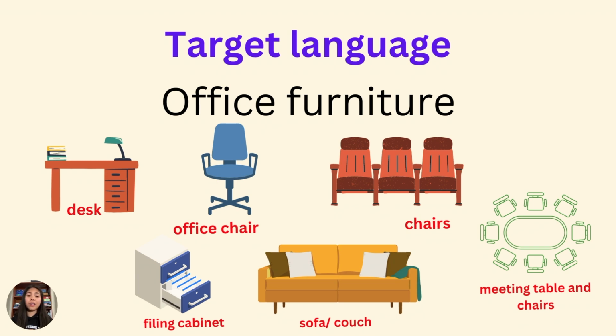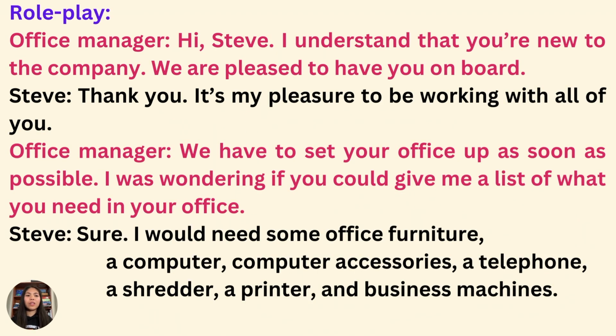Our next set of target language is on office furniture, something like a desk, an office chair, chairs, filing cabinet, sofa or couch, a meeting table, and chairs. Now let's have a role play applying those words that we learned. So there are two characters in our role play. These are the office manager and Steve.